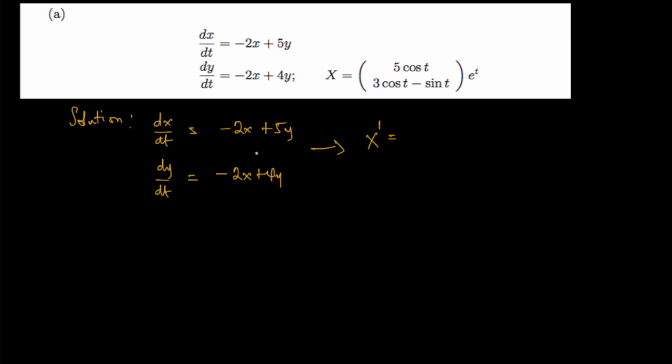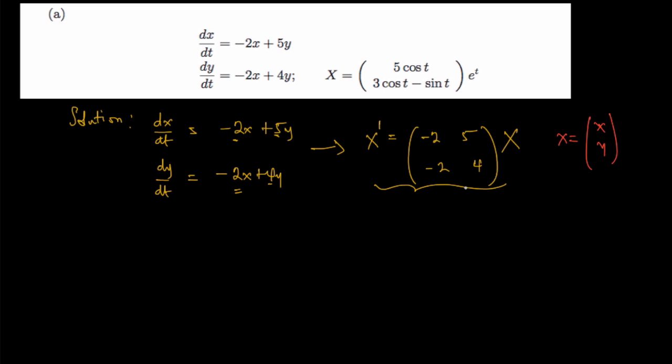equals a coefficient matrix, that is all the coefficients you have here, they're going to go into the coefficient matrix. So you have minus 2, 5, then minus 2, and 4, then multiplied by x. Note that the x we are using here is a column vector x, y. So we shouldn't forget. Now we have our system in matrix form, which I'm going to write out.